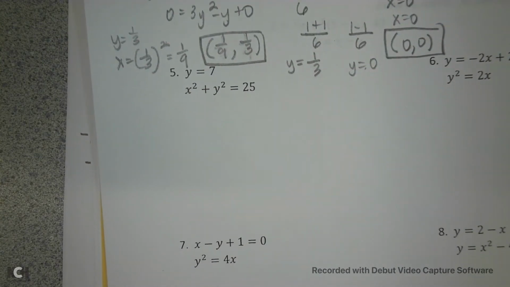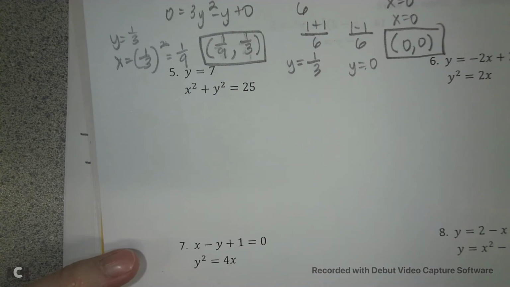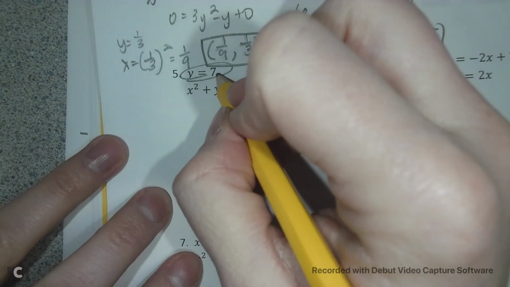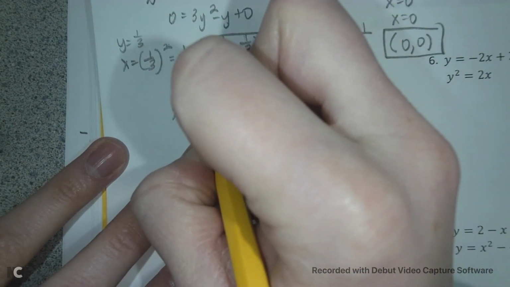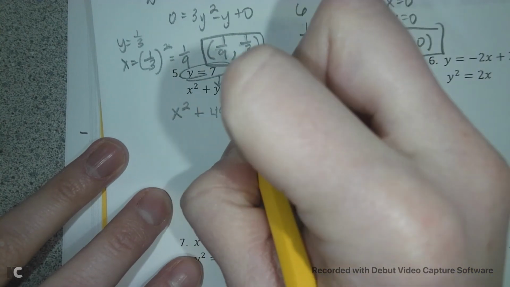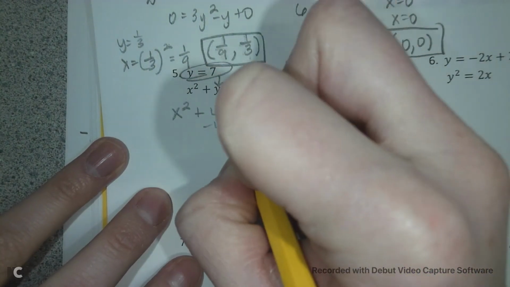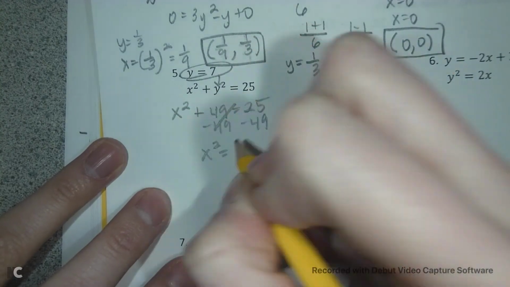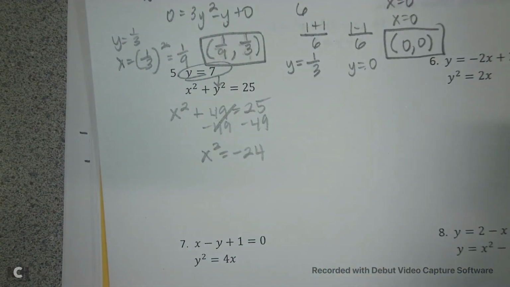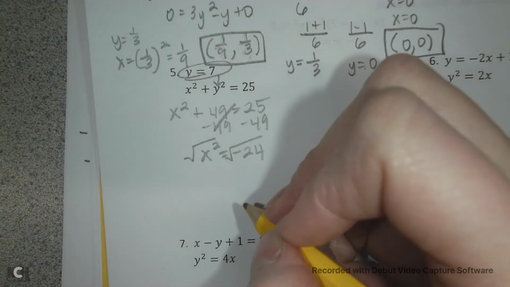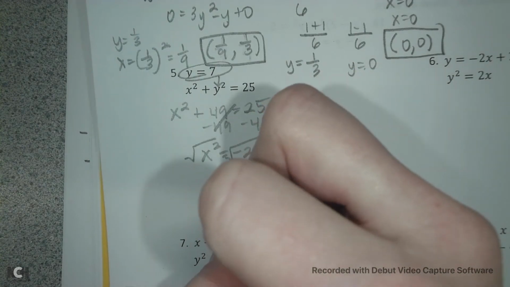Okay, let's do another one. Okay, number 5. So y equals 7. That's nice. We're just going to put that there. So you have x squared plus 49, because 7 squared, equals 25 minus 49. So x squared equals negative 24. To get the x squared by itself, well, you could square root, and that would be imaginary. So I'm going to say that this one has no solution.